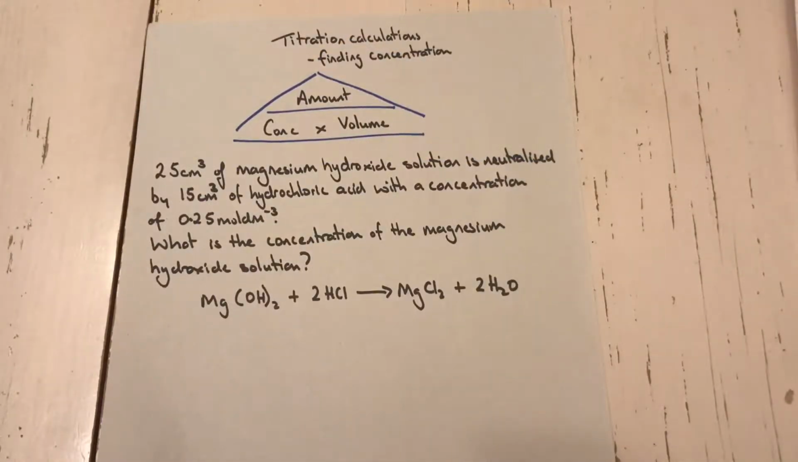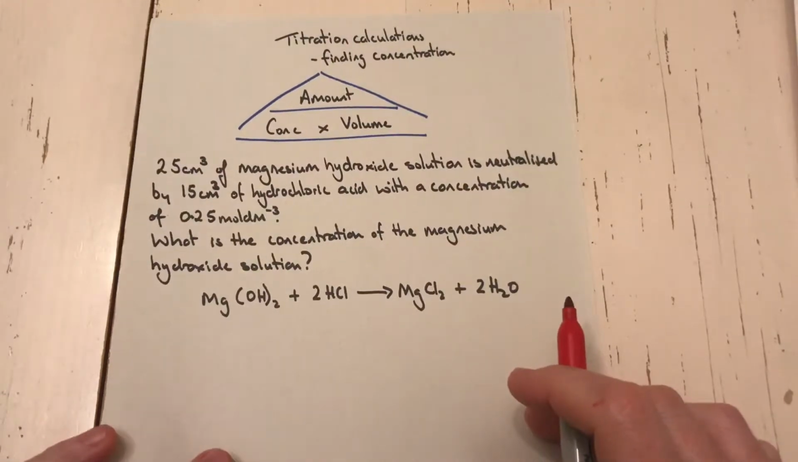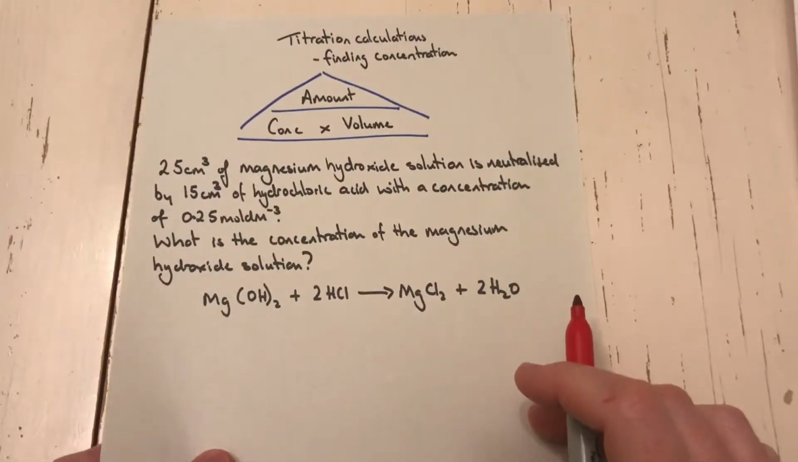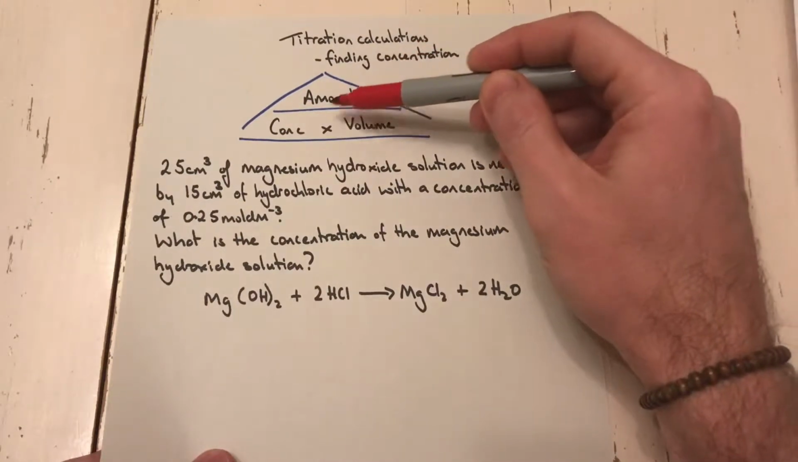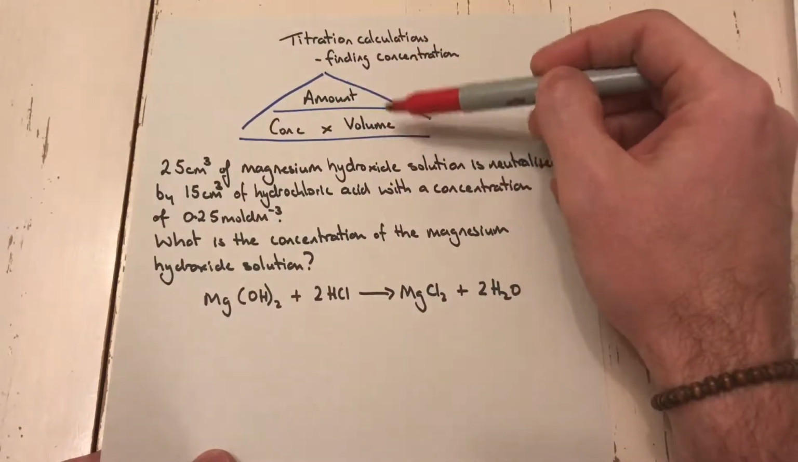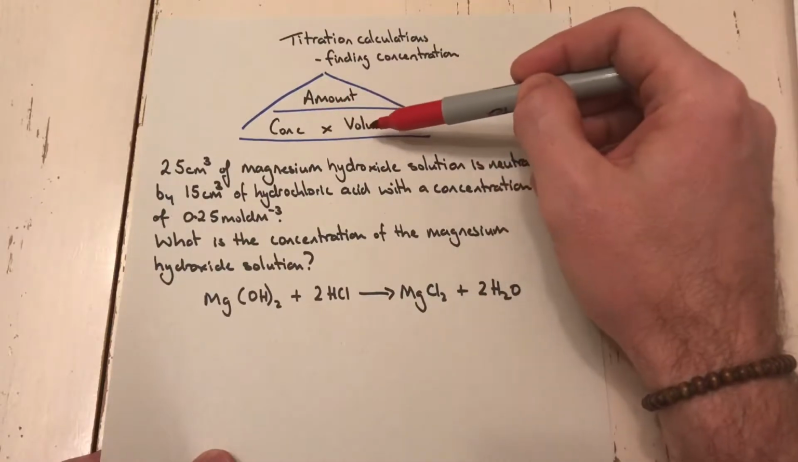Okay, this is an example to show you how we use a titration calculation, and in this one we're going to find the missing concentration. So to do this we use our triangle, which is the amount, concentration and volume, which is our chicken vindaloo.